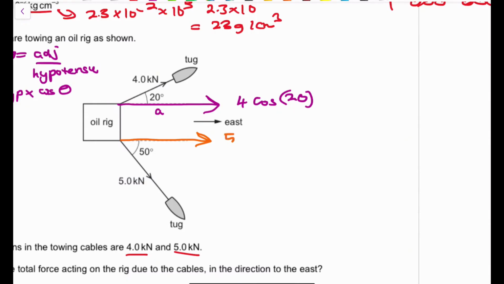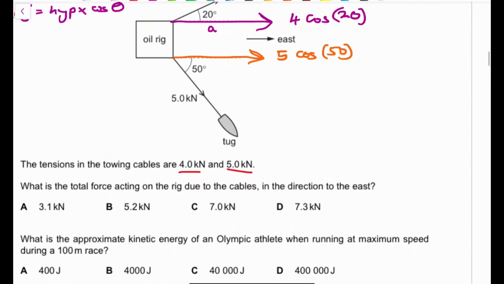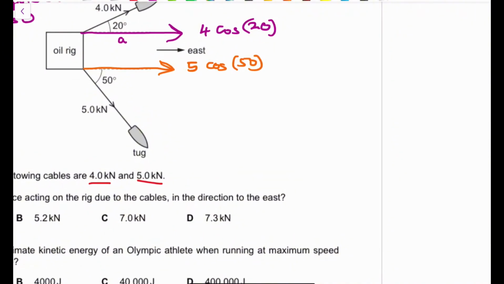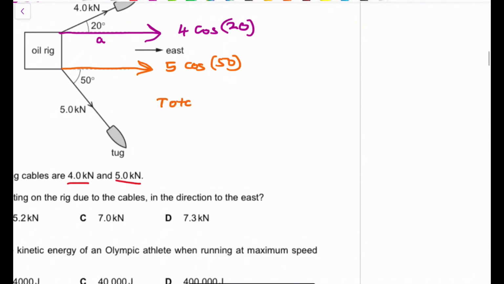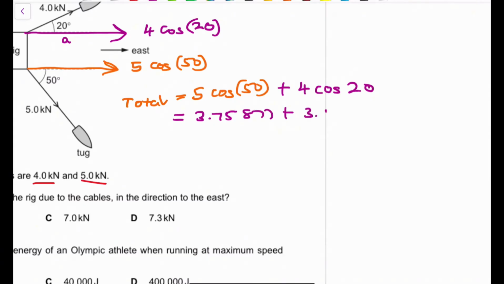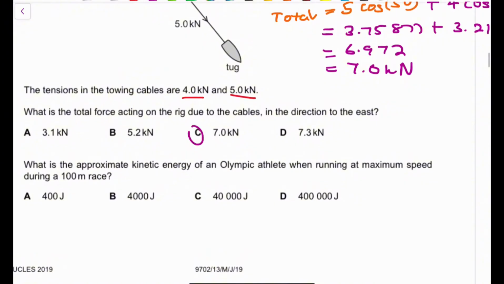And then here, we can have literally 5 cos 50, right? Since both of these are acting in this direction, for the total force you're adding these things up. So for the total force, you're literally going to say 5 cos 50, then you're going to add the other component, which is 4 cos 20. That's going to give you about 3.75877 plus 3.21393. That's going to give you a total of about 6.972, which is about 7.0 kilonewtons. This is still in kilonewtons, and the answer is going to be C.